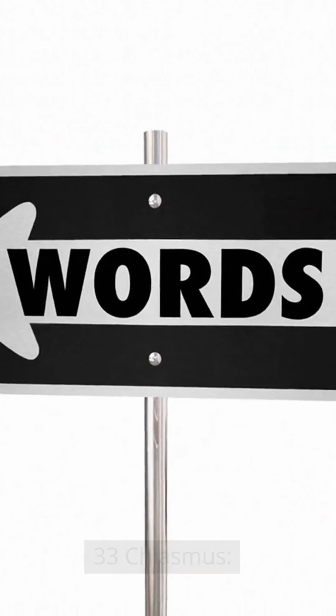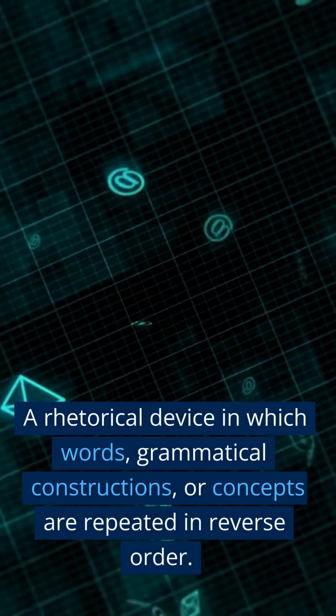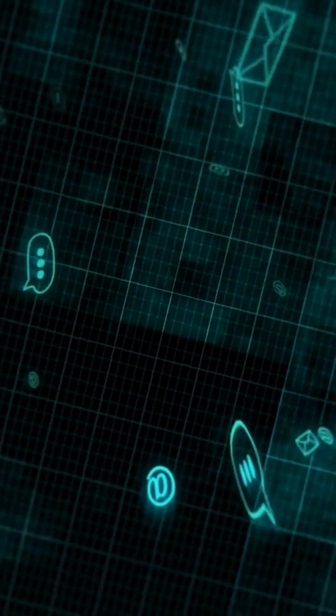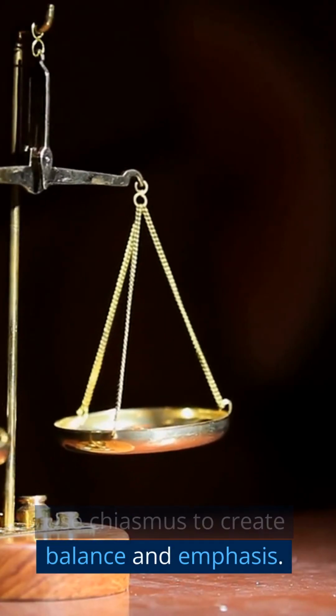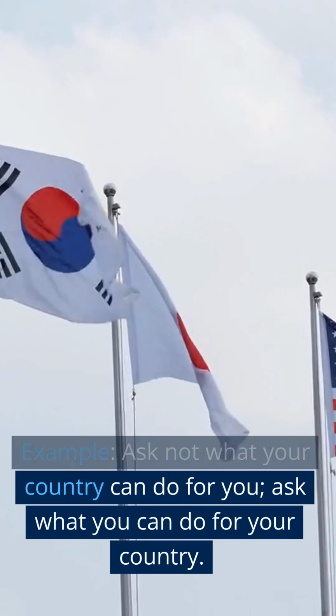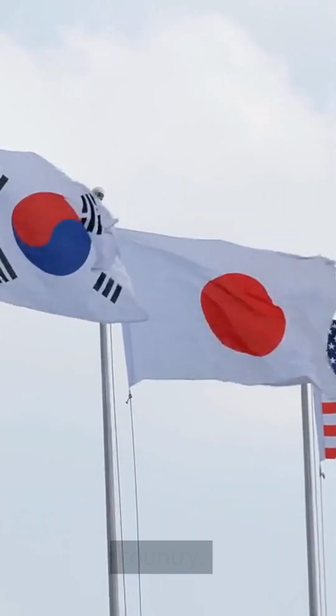33. Chiasmus. A rhetorical device in which words, grammatical constructions, or concepts are repeated in reverse order. Use chiasmus to create balance and emphasis. Example: ask not what your country can do for you. Ask what you can do for your country.